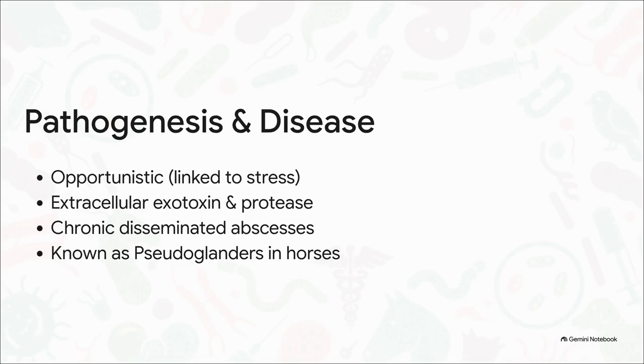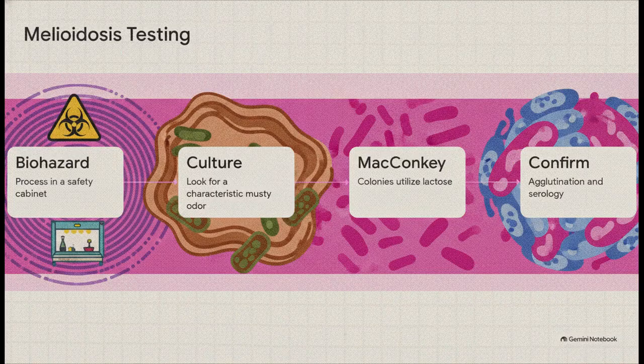This disease is characterized by disseminated abscesses popping up in the lungs, spleen, liver, and joints. Interestingly enough, because these clinical signs can so perfectly mimic glanders in horses, it's historically been referred to as pseudoglanders. Diagnosing melioidosis also requires strict biohazard precautions. But to contrast it with our other two pathogens, we look for two very specific things during culture. First, that characteristic musty odor we mentioned earlier.